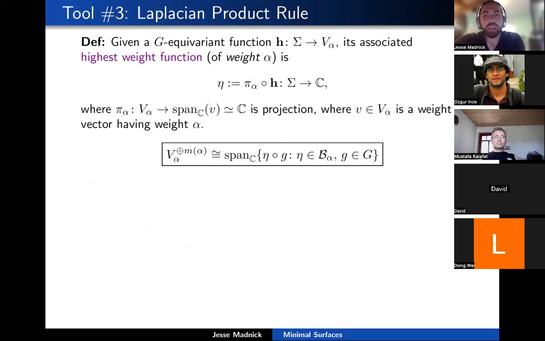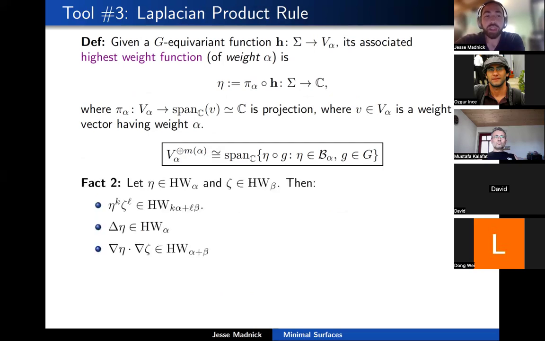So it turns out that these highest weight functions have even more properties that are great. They satisfy some really nice algebraic and differential geometric properties. We mentioned that the set of highest weight functions is a vector space, but more than that is true. It turns out that you can multiply two highest weight functions and get a new highest weight function. And the weight is exactly what you think it is: alpha plus beta. So if eta has highest weight alpha and zeta has highest weight beta, then you can take powers, you can take monomials, and get another highest weight function.